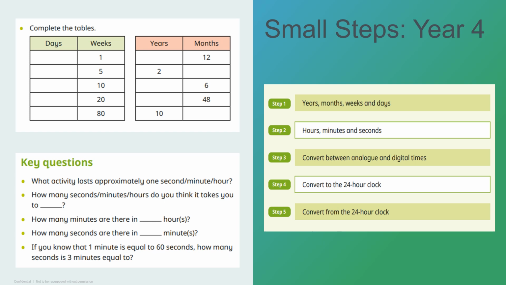So as you can see on the left side of the screen here, they might do things like completing the tables, such as how many days there are in 20 weeks, for example, how many months there are in 2 years, and so on. So key questions: what activity lasts approximately 1 second, minute or an hour, getting them to think about things that they know in real life and putting that into the perspective of time. And they might look at how many seconds there are in a minute, for example, how many minutes there are in an hour, and just basically building on all of the knowledge that they've gathered from year 1 through to year 4.